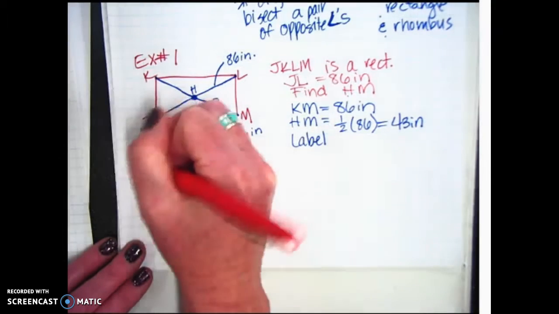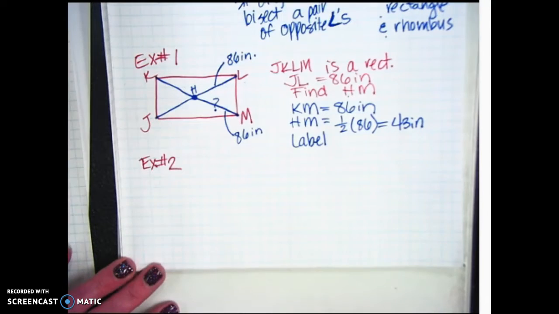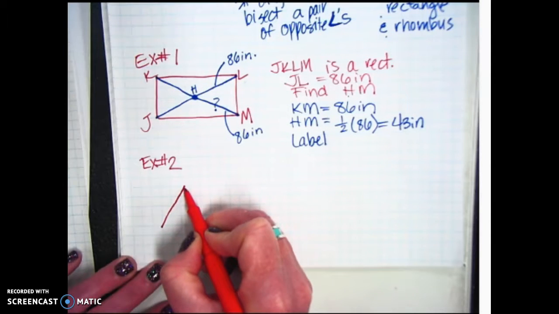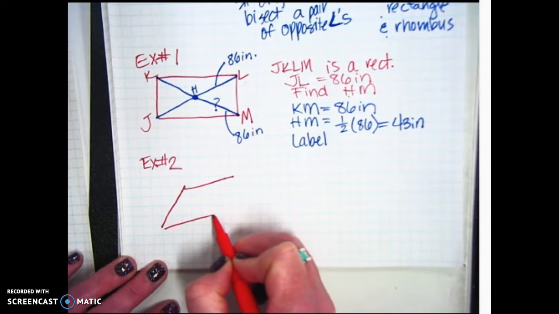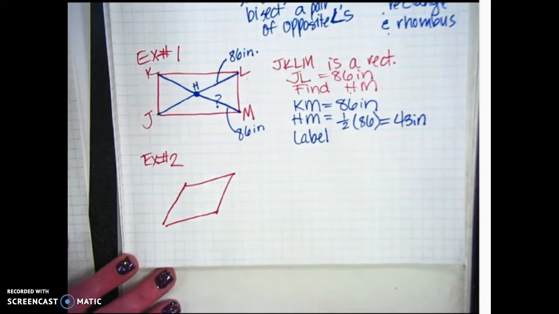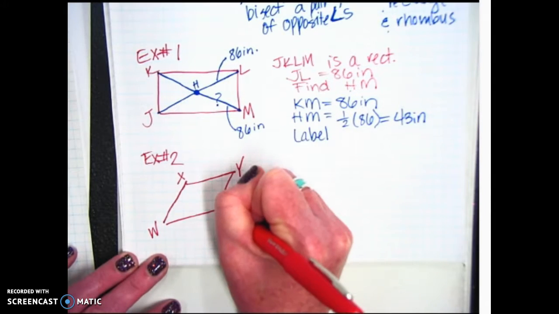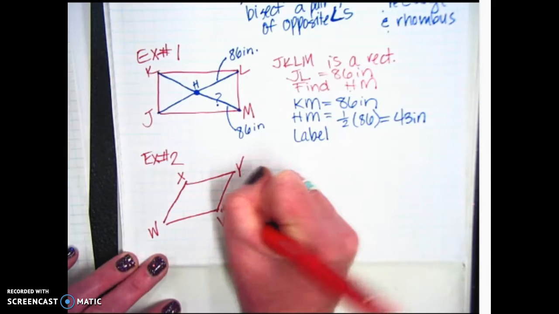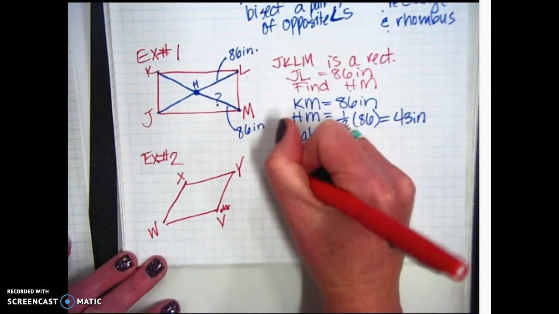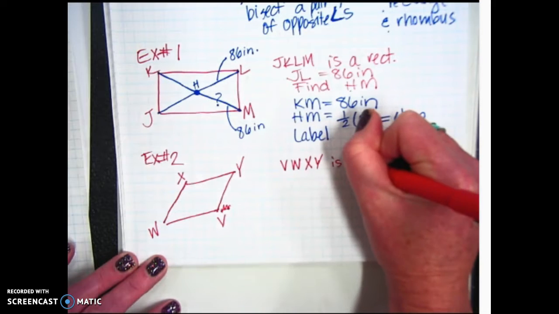All right, example number 2. Let's throw some algebra in here. Okay, so for example number 2, we're going to draw the rhombus. And these are so hard to draw, but we'll get it. Okay. That one's pretty good. Not bad for me. That's like as good as I get. Okay. W, X, Y. Oh, that one's a V. V, W, X, Y. Okay. And we're going to say that V, W, X, Y is a rhombus this time.